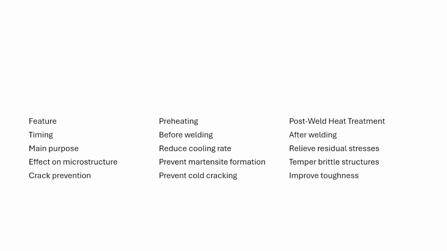So some of the features which we can get from pre and post heat treatment are as follows. Timing: before welding we do the preheat treatment, and after welding we do the post welding heat treatment. Main purpose: preheat treatment reduces the cooling rate, and post treatment reduces the stresses. Effect on microstructure: preheating prevents the formation of the martensitic phase, and post treatment tempers brittle structures. Crack prevention: prevents cold cracking and improves the toughness.